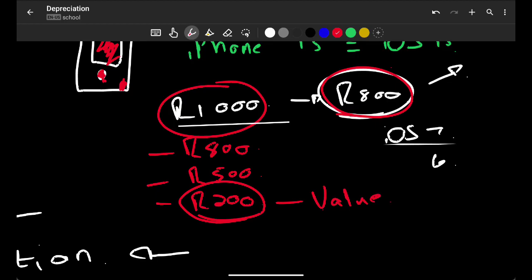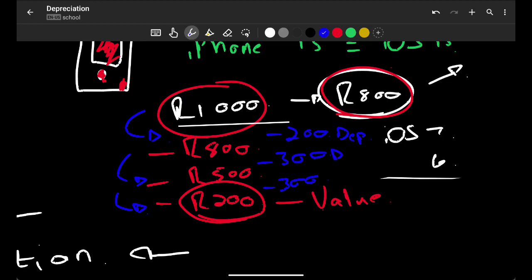Now, where does depreciation come in here? Depreciation is every step of the way that your phone loses value. That is depreciation. Right? It lost 200 rand value there. It lost 300 value there. And it lost another 300 rand value there. It got depreciated by 200 rand, by 300 rand, by 300 rand again. Right? At each point, your phone is losing value.